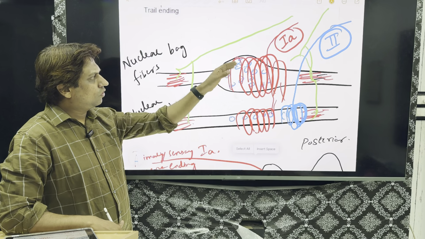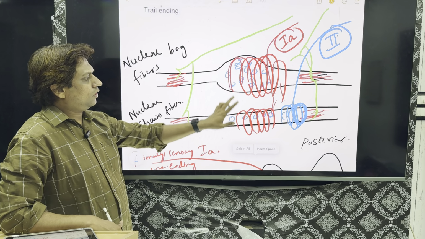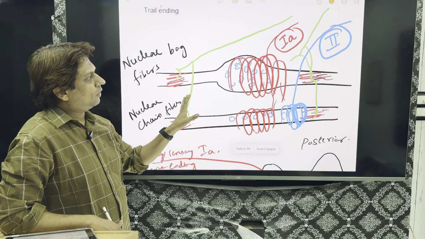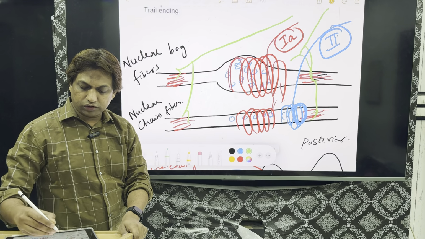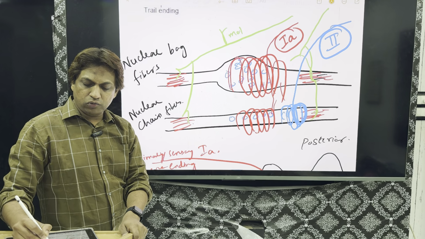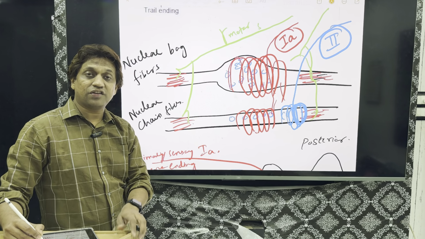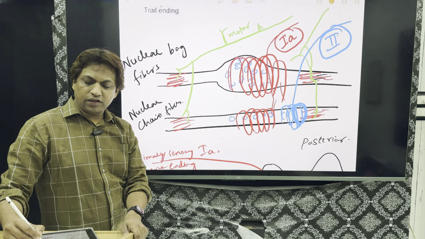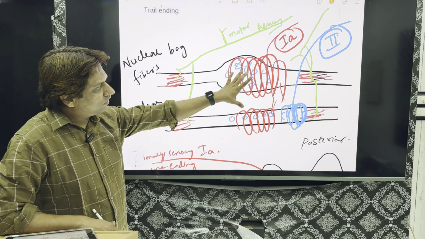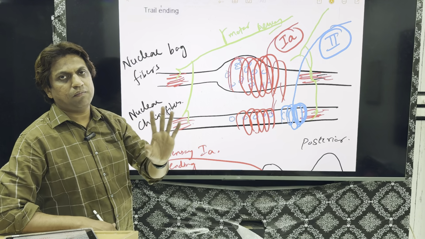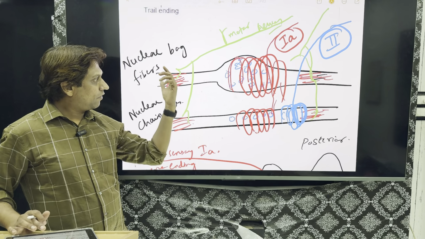Very simple. You just need to draw a nuclear bag fiber, nuclear chain fibers, and the motor supply by the gamma motor neuron. Gamma motor neurons are again of two types, dynamic and static efferent. If you simply draw the gamma motor neuron, that is more than enough. Whereas in the center, the sensory type 1A and type 2, just remember. Okay, nuclear bag fibers, nuclear chain fibers.